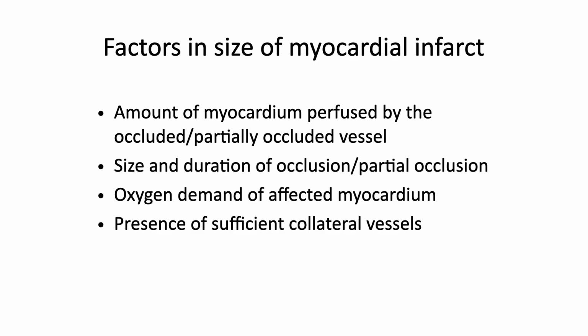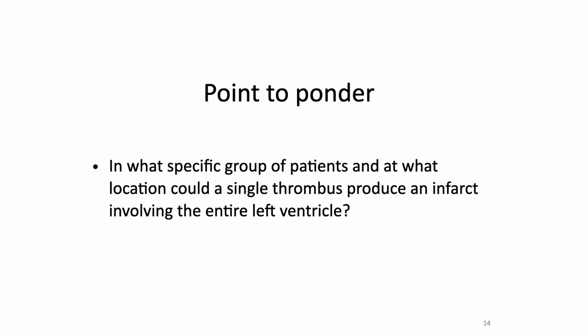And then there's the presence of sufficient collateral vessels. If the atherosclerosis develops relatively slowly, it's possible for collateral circulation to develop. And if there's good collateral circulation in place, you could potentially occlude the vessel and not actually infarct the wall. So, a point to ponder: in what specific group of patients and at what location could a single thrombus produce an infarct involving the entire left ventricle? I'll pause and then we'll give the answer.